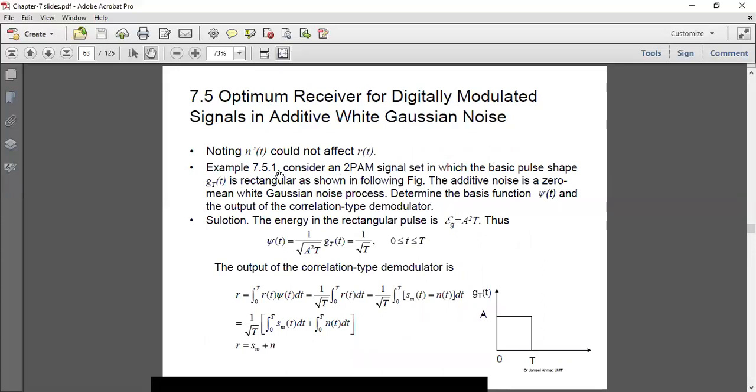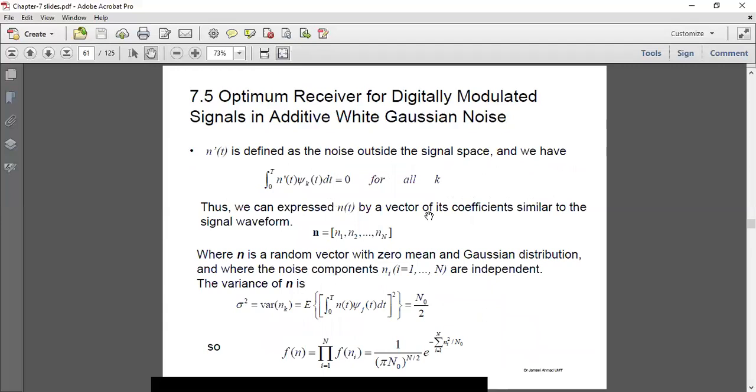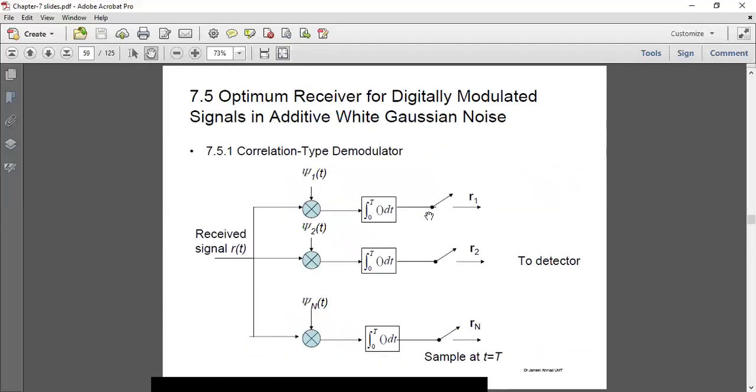Now let us consider an example so you will get the idea of what is going on. Example 7.5. Consider a 2-PAM signal set in which the basic pulse shape g(t) is a rectangle, as shown in the following figure, this one. So this is the baseband signal. It is between 0 to T and its amplitude is A. Determine the basis function phi(t) and the output of the correlation type demodulator. So we want to see what is the output of the correlator type demodulator. As I've already shown, this is the structure of the correlator.